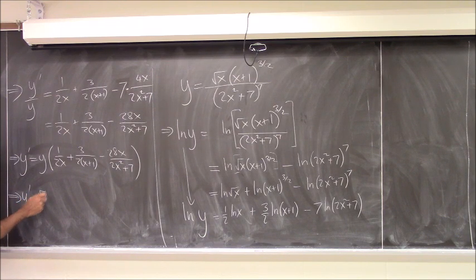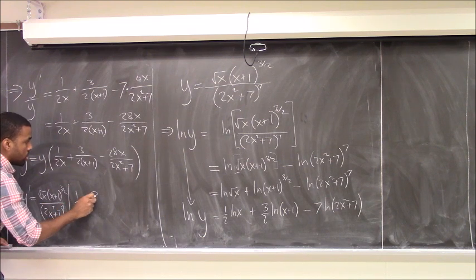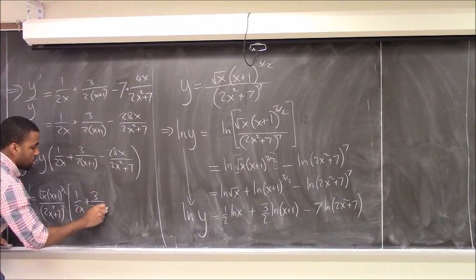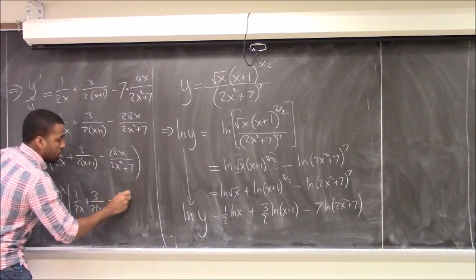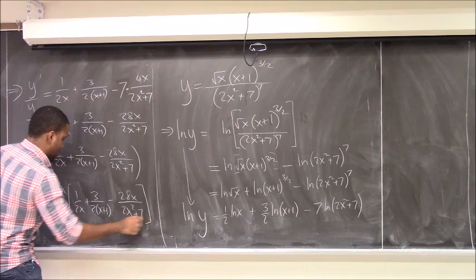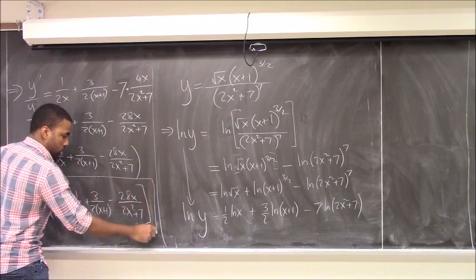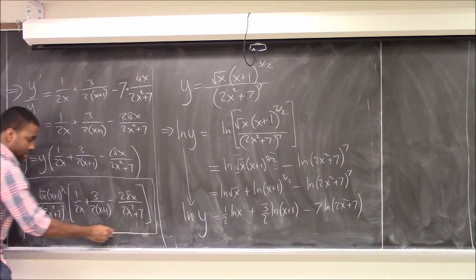This is the radical of x times x plus 1 to the 10, over 2x squared plus 7 to the 7th times... and anyone interested can actually try to do that using the quotient rule and compare our answers.